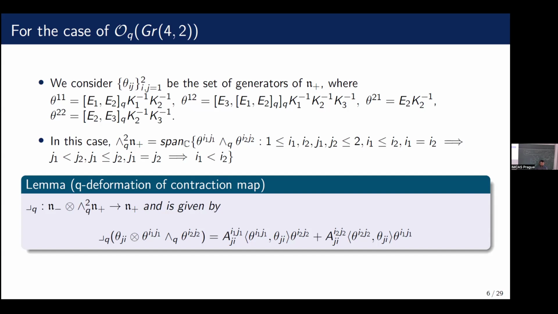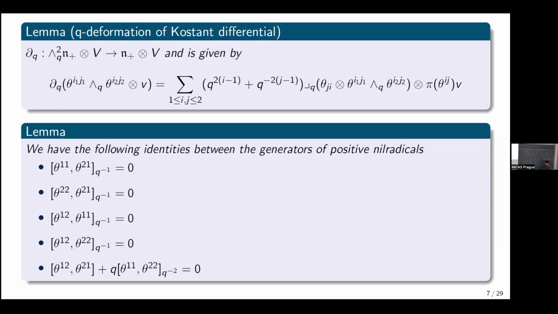Since we have the description of the second wedge power of n plus, then we can talk about the contraction map. So the contraction map should look like this. So we are contracting from the second wedge power to the first power, which means the n plus is in this way. Similarly, the constant differential, we can define from the second power to the first power. You can see the main difference here, the coefficients. This is the coefficient which tells you where you are in the two-dimensional array.